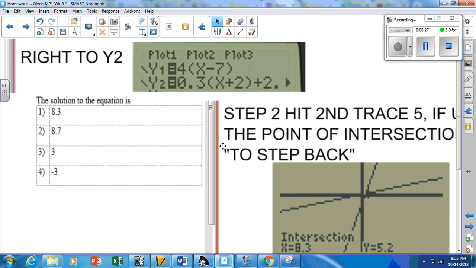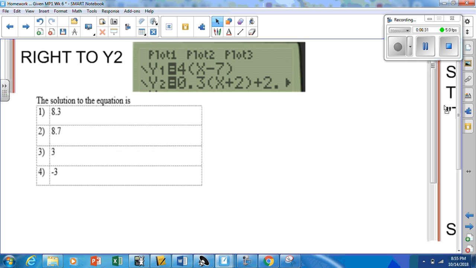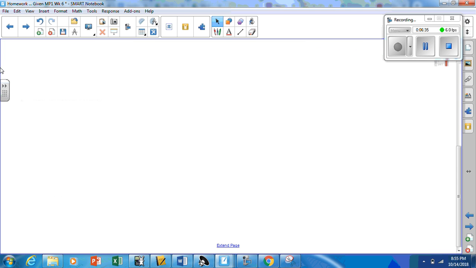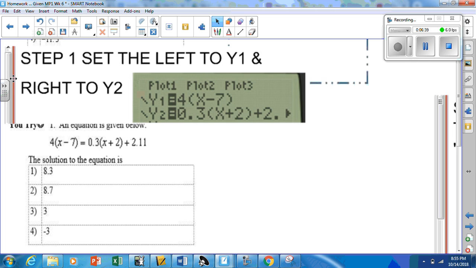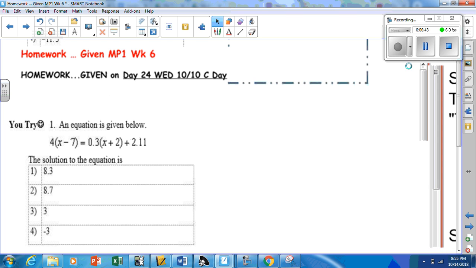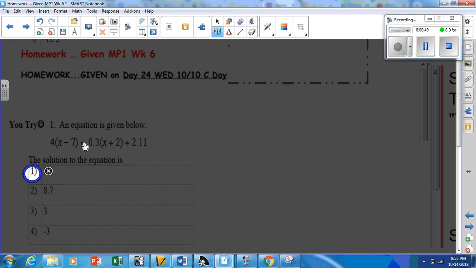I think that may be enough for us to come to a conclusion. 8.3 corresponds very nicely with choice 1. So choice 1, magic pen at the ready. Choice 1 would be our solution.